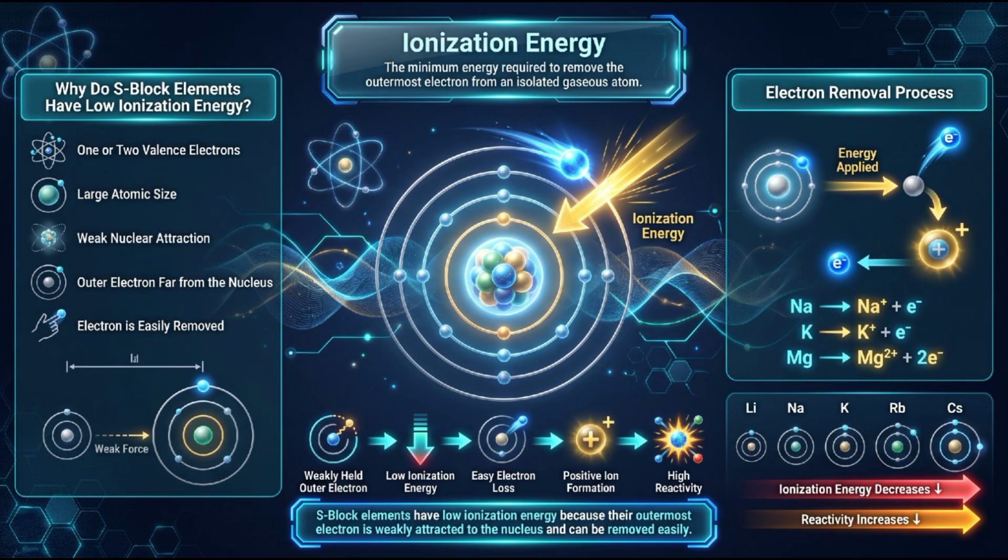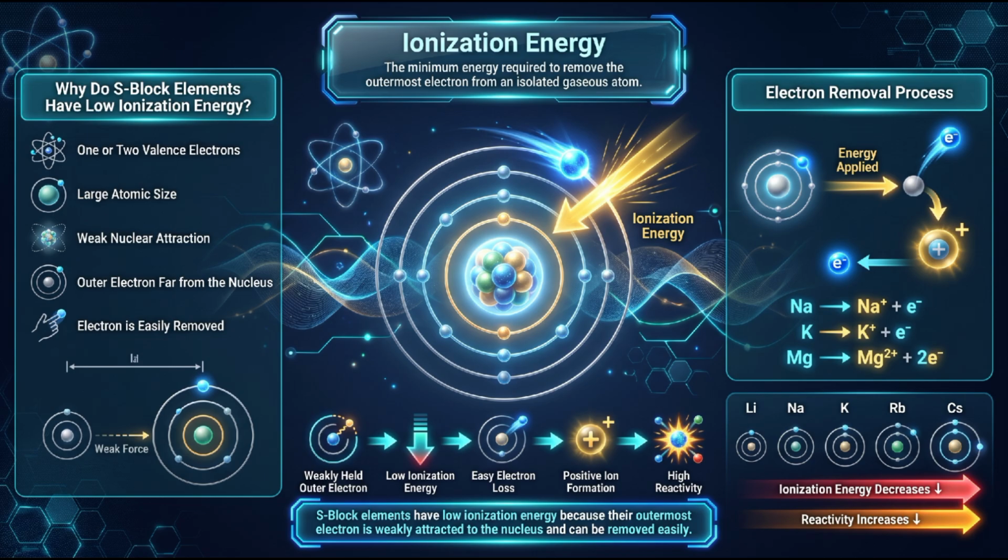The image also presents the electron removal process using several examples. For sodium, the process is Na → Na⁺ + e⁻. This means a sodium atom loses one electron and becomes a sodium ion carrying a +1 charge. For potassium, K → K⁺ + e⁻. Potassium also loses one electron and forms a potassium ion.